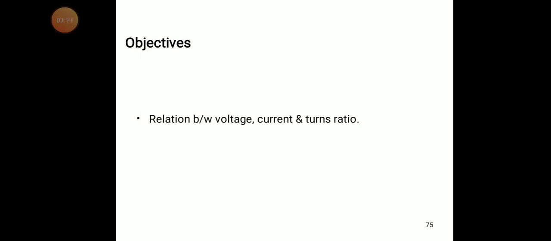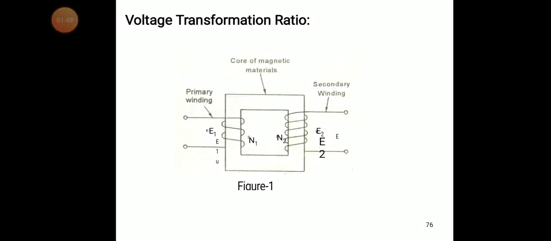The main principle of the transformer is mutual inductance. By using mutual inductance, the transformer transfers energy from one coil to another coil. So now we try to discuss the relation between voltage, current and turns ratio of the transformer. First, the voltage transformation ratio.